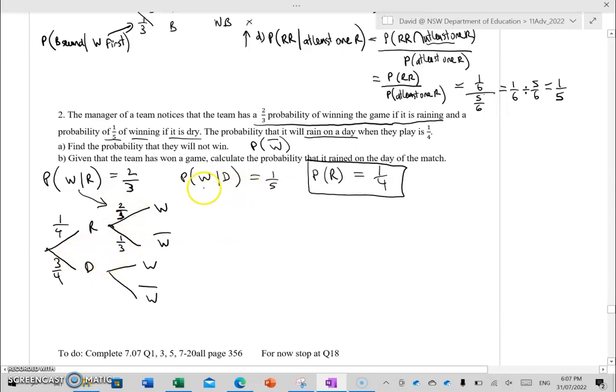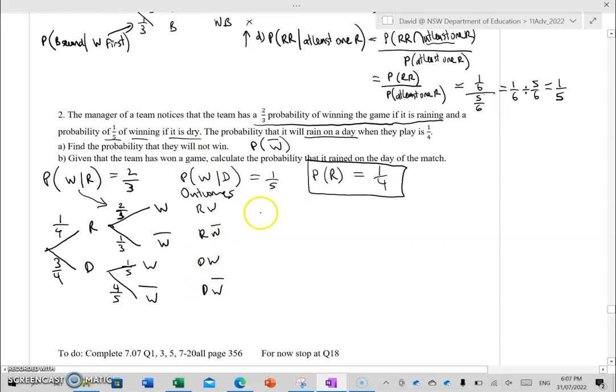Likewise, let's see if we can work out what this one is. Probability of winning given that it was dry. So given that it was dry, we got a 1/5 chance of winning, which means 4/5 chance of not winning. Okay. So let me write the outcomes here. Rain, win, rain, not win, dry, win, dry, not win.